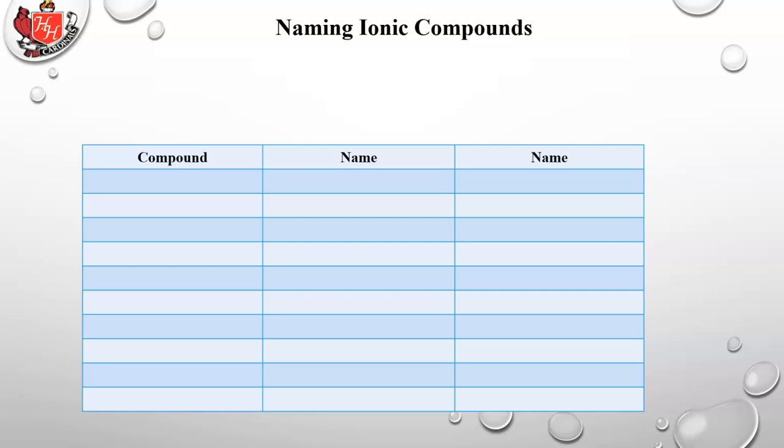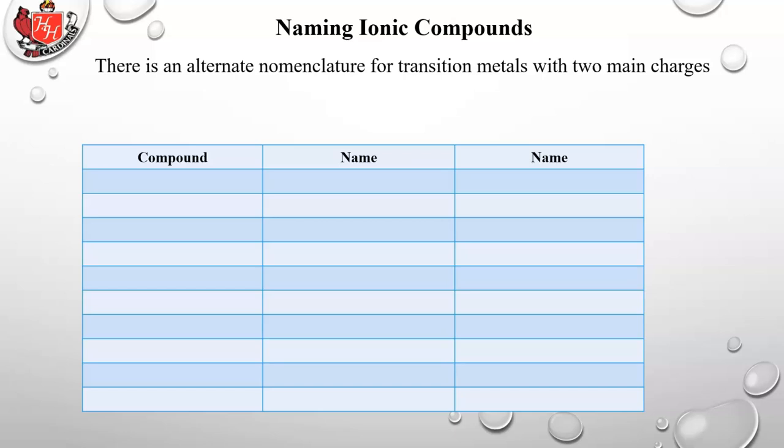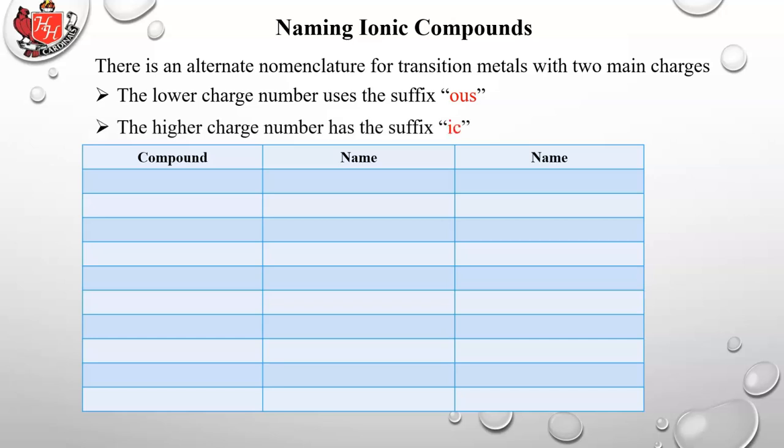Now, there's some unusual names that you may come across. We're never going to use them in class, but there's an alternate nomenclature for transition metals with 2 main charges. The lower charge uses the suffix -ous, O-U-S. The higher charge uses the suffix -ic. So let's just look at some examples.